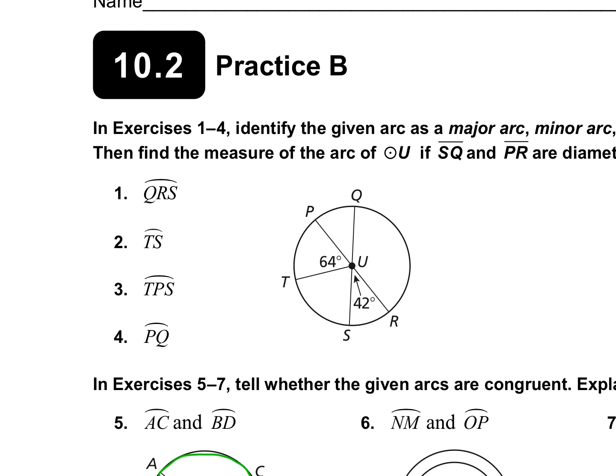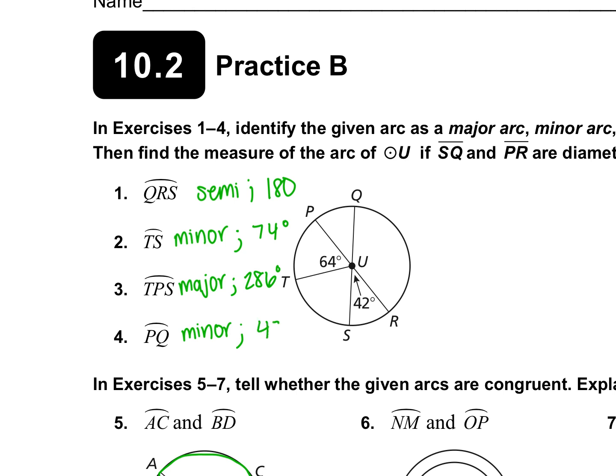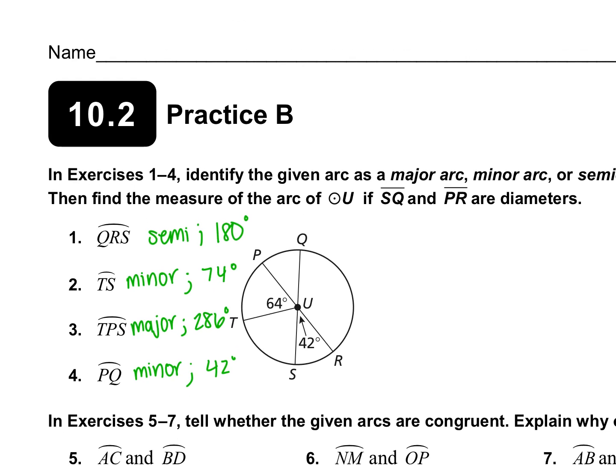So, looking at number 1, what was my answer for this one? Semi-circle. Good, it was a semi, which means it's 180. What about TS? It's a minor, so it's 74. What about TPS? It's a major, so it's 286. Good, thank you. And the last one? It's minor. Good. And it's 42. Good. Questions on 1 through 4? No. All right, last slide and then we're done.